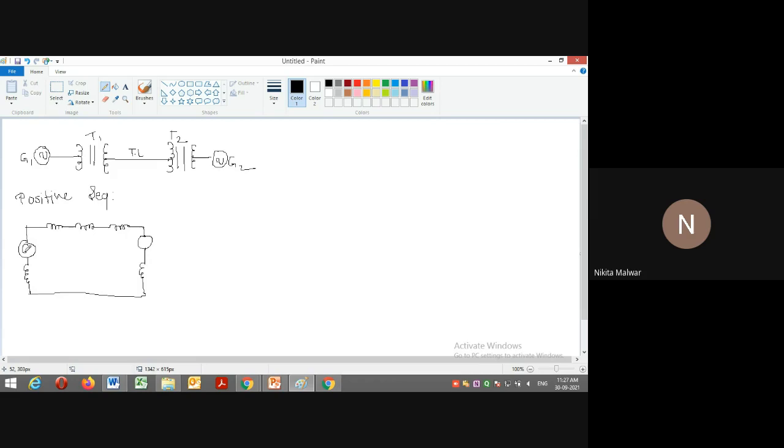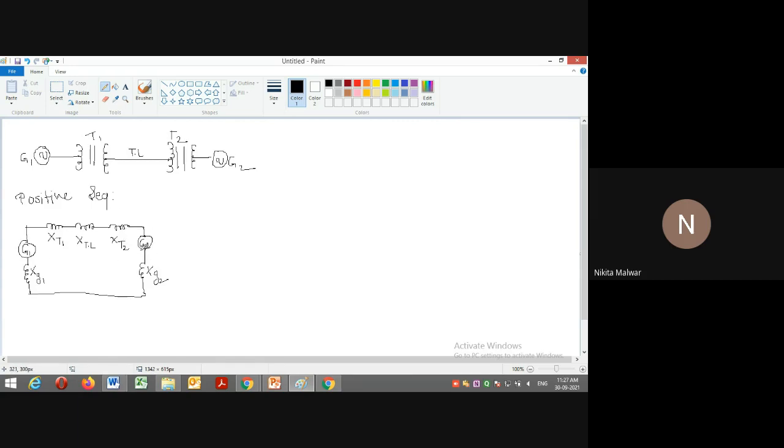So this is generator 1 and this is generator 2. Now this reactance will be shown by Xg1. Again this reactance will be shown by Xg2. Transformer 1, Xt1, transmission line Xtl, and transformer 2. Okay, this is your positive sequence impedance diagram.